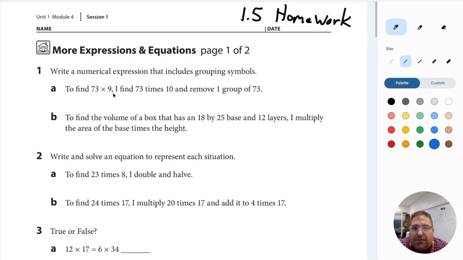So to find 73 times 9, you can do 73 times 10, then remove one group of 73. So that's the over strategy. 9 is really close to 10, so instead of doing 73 times 9, we can do 73 times 10, and then we just have to remove that extra group of 73 that we went over. So just that idea with students, it's kind of easier to do this in your head maybe and write it out, but more than one way to do it.